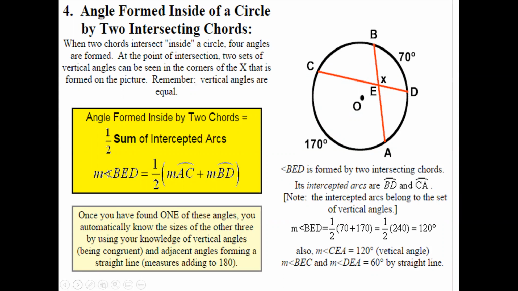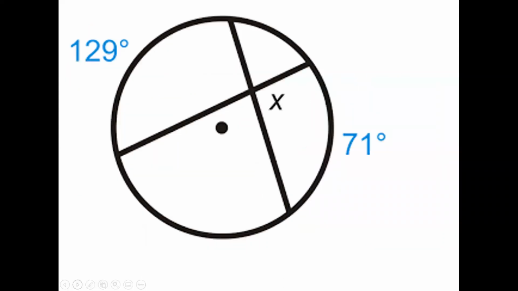Okay, let's have another example. Example yan. Paano natin makukuha yung angle X? Sige nga po, ano po ang measurement ni angle X? Yes, Brian? Sir, 129 plus 71 po, tapos i-divide po sa 2. Ano 129 plus 71? 200 po. That will be 200.